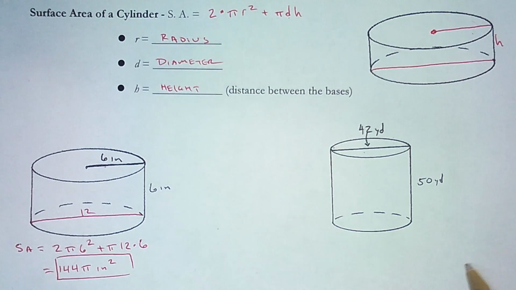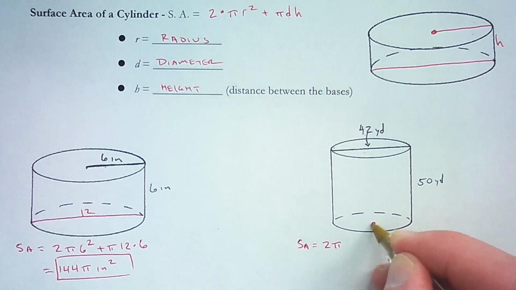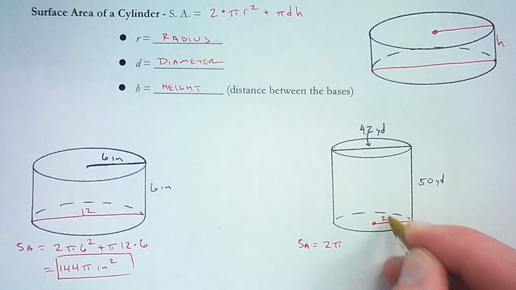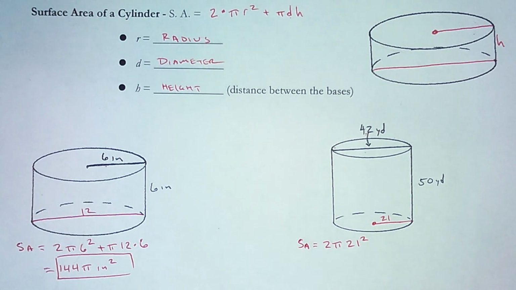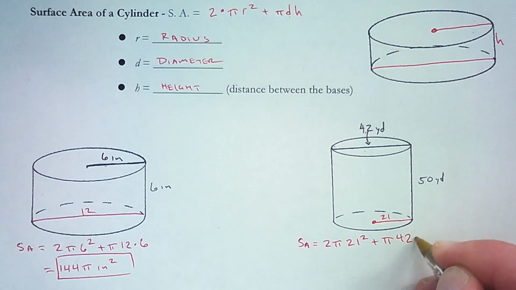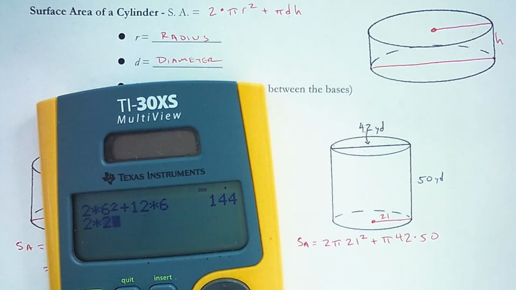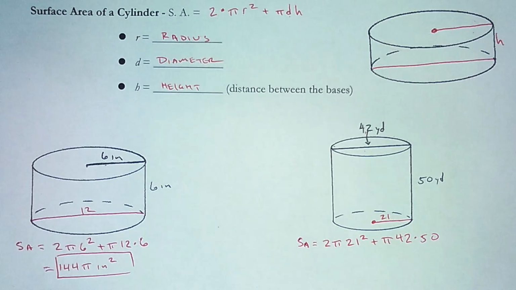Then for our next cylinder, we're given the diameter, so the surface area is 2 pi r squared. R is half of the diameter. Half of 42 is 21, so it's 2 pi 21 squared. Plus pi dh. D is 42. And h, the height, is 50. So we have 2 times 21 squared plus 42 times 50. That's 2,982. So the surface area is 2,982 times pi yards squared.